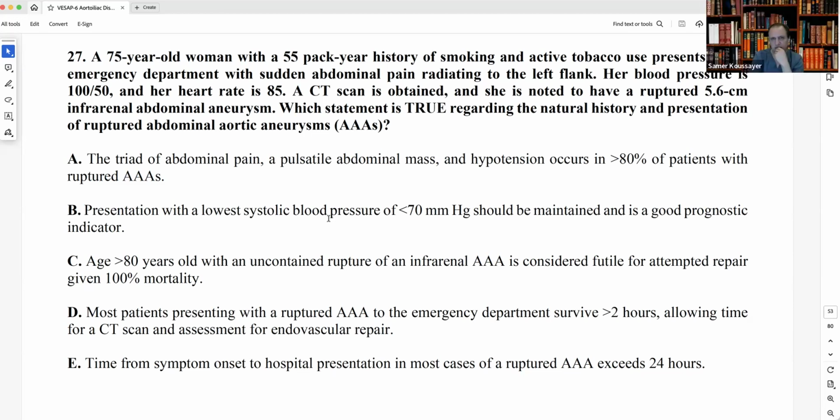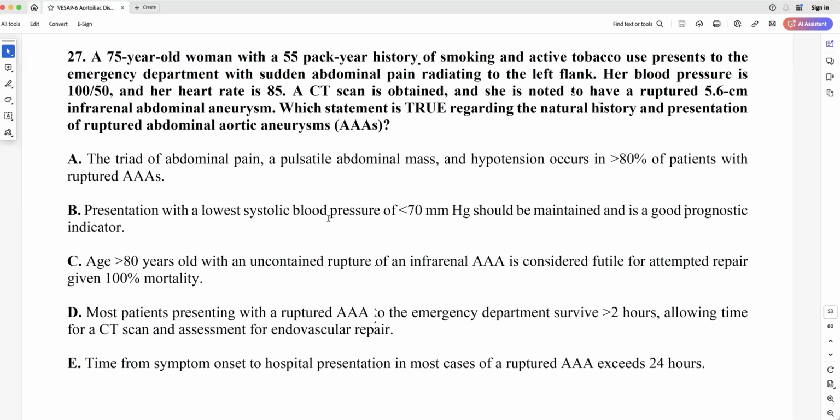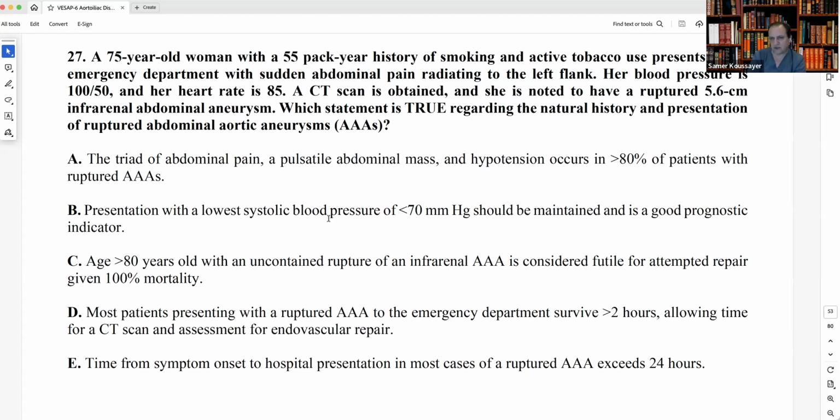Okay, I just want to know the natural history of ruptures. A triad of abdominal pain, a pulsatile abdominal mass, and hypotension occurs in more than 80% of patients with ruptured AAA. No, this is too high a percentage. It is maybe 10%. How much? 10, I think. 10 is very low. No, you have to be fair. Maybe 40, 50%, something like that. But not 10, not 80. 80 is too high, you're right. But 10 is very low. So I think 40, 50 is reasonable.